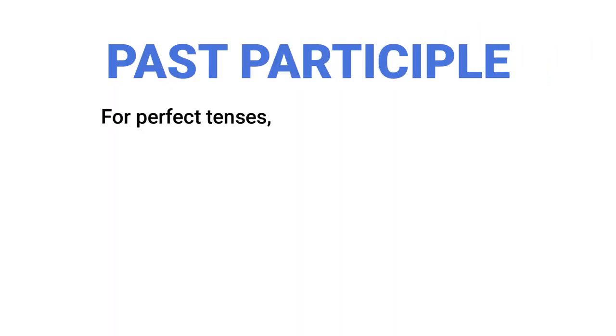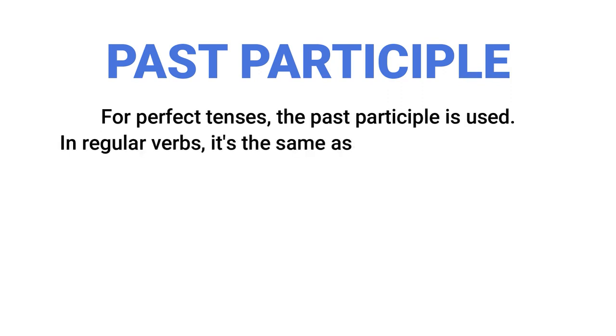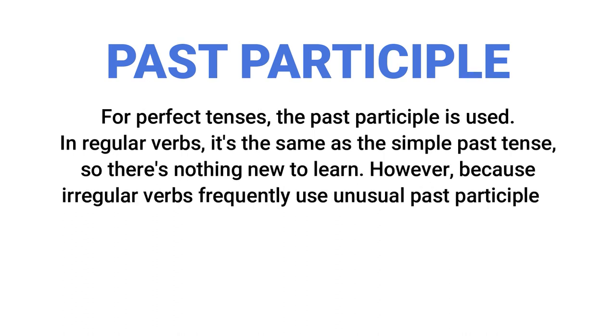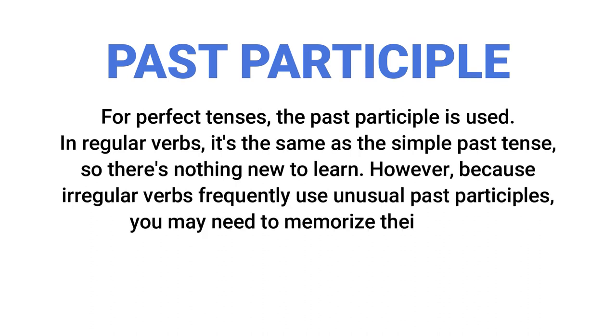Past participle. For perfect tenses, the past participle is used. In regular verbs, it's the same as the simple past tense, so there's nothing new to learn. However, because irregular verbs frequently use unusual past participles, you may need to memorize their forms.